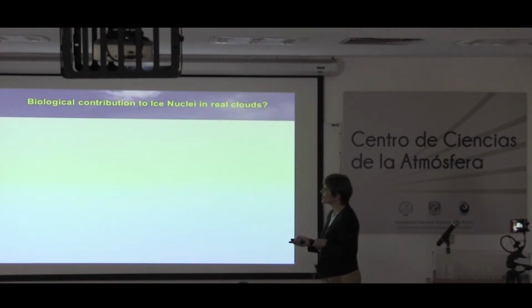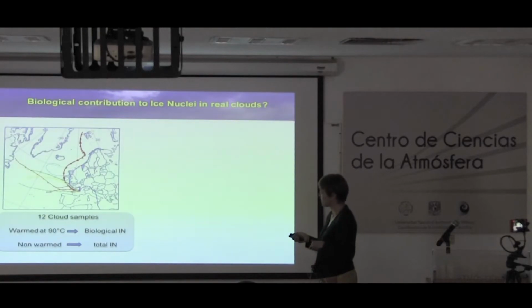So now we wanted to see, okay, this is from the lab. We have isolated cells, but is it true in the cloud? So what we have done in that case is collect cloud samples, 12 cloud samples all along the year. These are the back trajectories. And the idea was, okay, we have a protein. If this protein is active, it means if we heat it at 90 degrees, you are going to destroy the protein. You are going to destroy the 3D structure. So it will not be active.